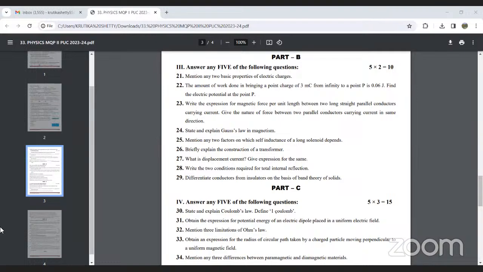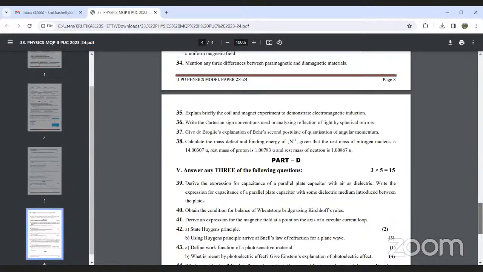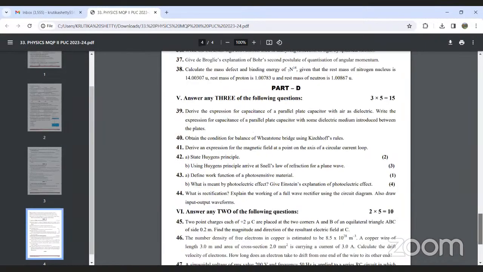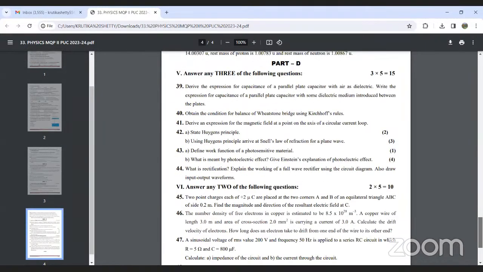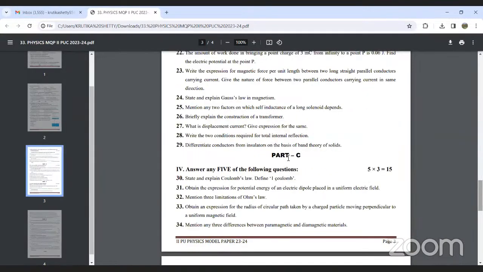Yes students. So next we have part C questions, that is 3 marks. Part D questions are 5 marks and the numerical part. Now only we will go for the part C, or tomorrow we will continue with part C.